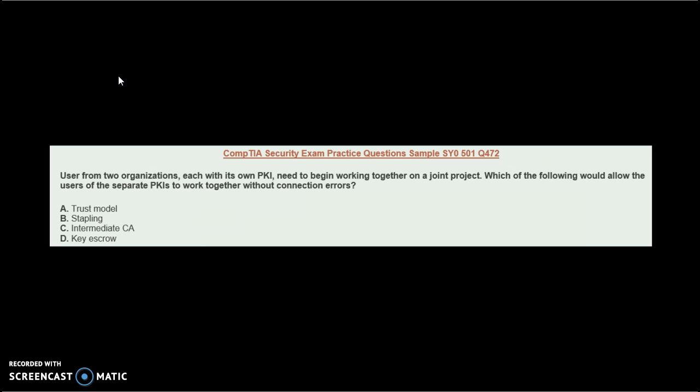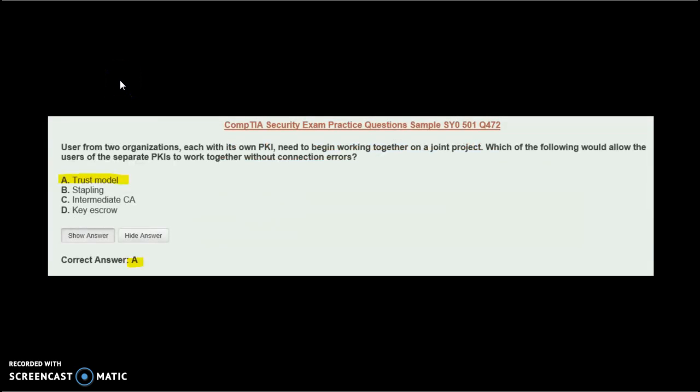Users from 2 organizations, each with its own PKI, need to begin working together on a joint project. Which of the following would allow the users of the separate PKIs to work together without connection errors? And that is a trust model.